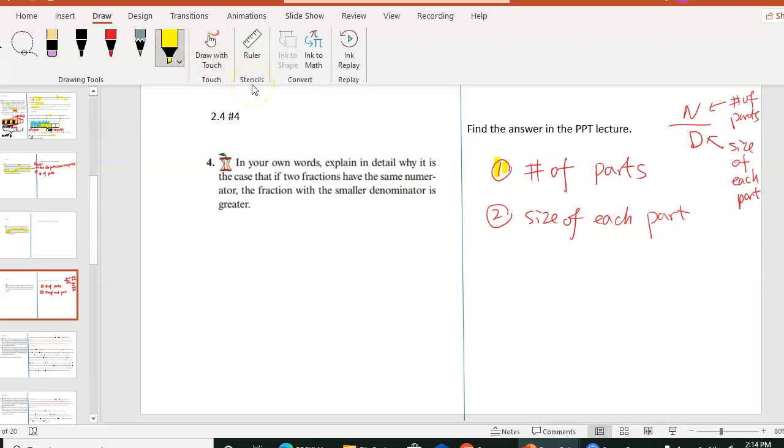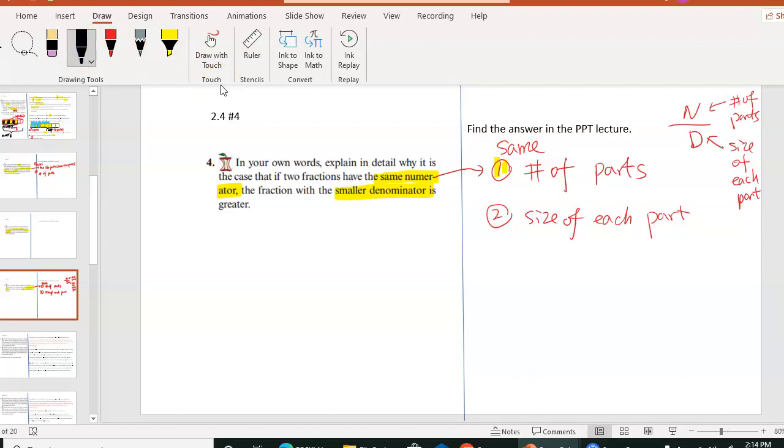So when you have the same numerator, which means the top number, the numerator tells us you must have the same number of parts. So that tells us we have the same number of parts. And now the one with the smaller denominator, which tells us this.